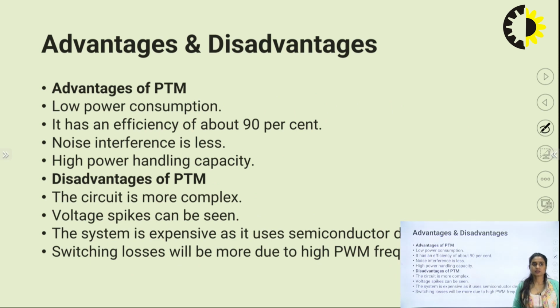What are the advantages? It consumes low power, it has an efficiency of about 90%, which is great. Its noise interference is less, and it has high power handling capacity. And if we talk about the disadvantages of pulse time, pulse duration or pulse width modulation, this circuit is more complex. Voltage spikes can be seen, and the system is expensive as it uses semiconductor devices. Even the switching losses will be more due to high PWM frequency.